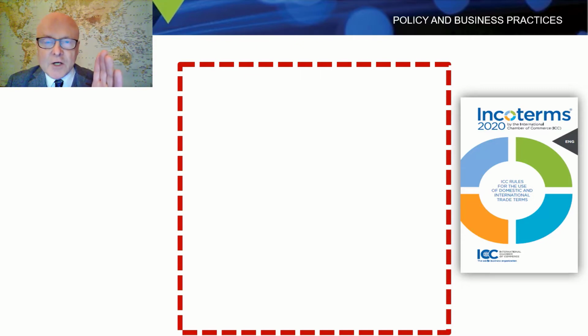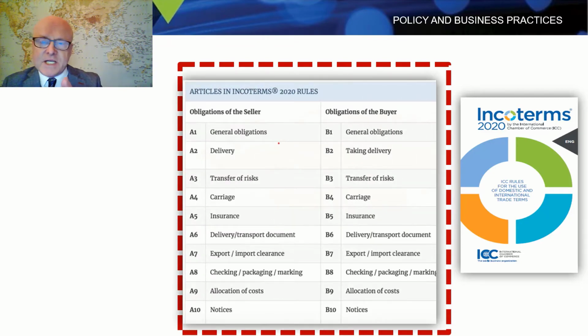For each of the 11 Incoterms, there's a description of the rule in the book, and then this is followed by an explanation of the obligations of the seller on the left and the obligations of the buyer on the right. When we look at the obligations, for the seller there are 10, for the buyer there are 10: A1 to A10, for the buyer B1 to B10. Key obligations are covered, for example, under each Incoterm: delivery, when the seller has delivered the goods; taking delivery, same line, when the buyer has taken delivery of goods; transfer of risk from seller to buyer.